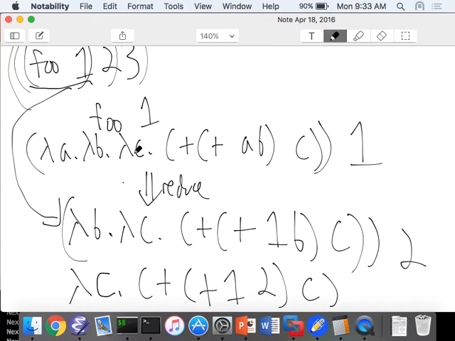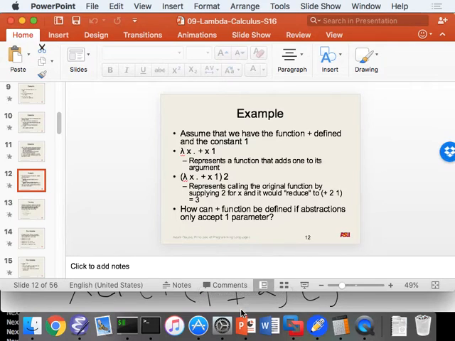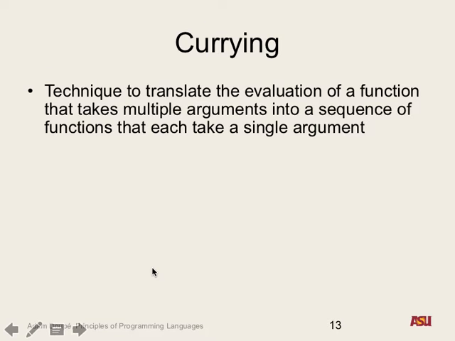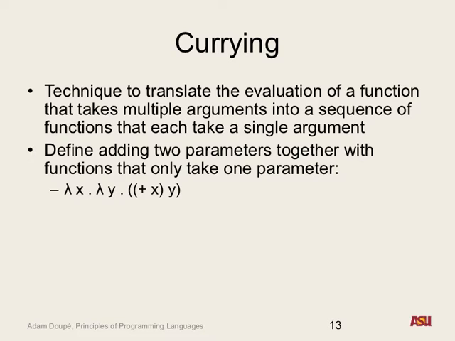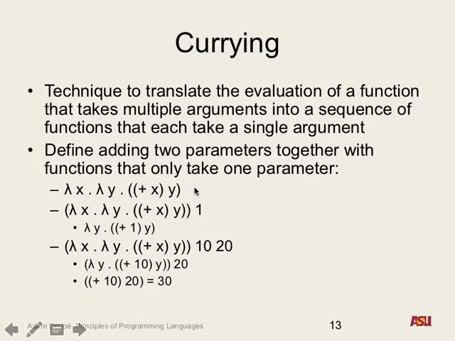The key part here is, this is called currying. It's a technique to translate the evaluation of a function that takes in multiple arguments into a sequence of functions that each take a single argument. So it's interesting to think about: the ability to take in multiple parameters to a function doesn't give you any more expressive power than just taking one parameter in a function, right? So you can translate it backwards and forwards. So here we can define a plus operator kind of like this, and we can apply it, and this is the same example, so I'm not going to step through this.